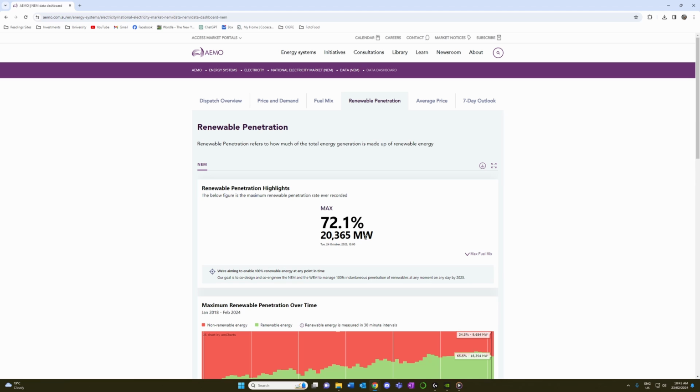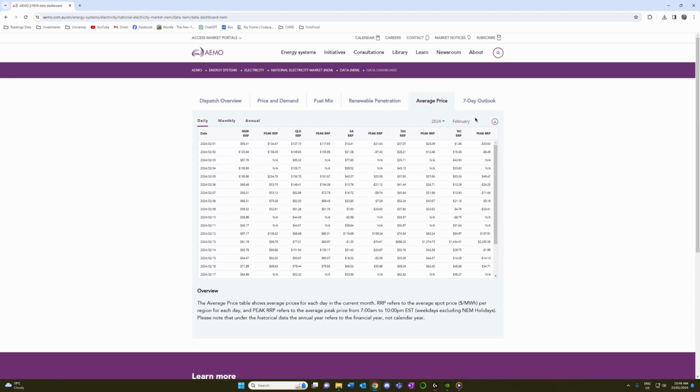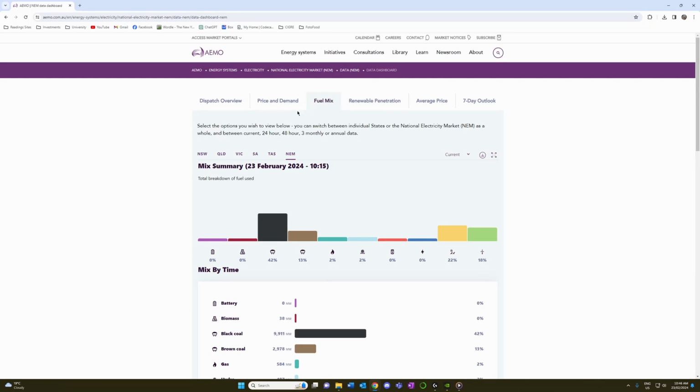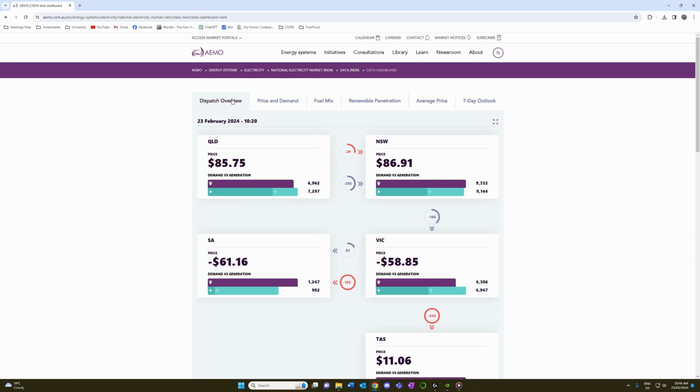Essentially, the maximum renewable penetration ever recorded. This is the amount of renewable energy able to supply the, I guess, entire system load at any point in time. So the most we've ever got is 72%, which is pretty good. And then the rest of this is just data and a 7-day outlook, which, if you're into models and stuff like that, is a great place for it. But that basically summarizes the NEM.